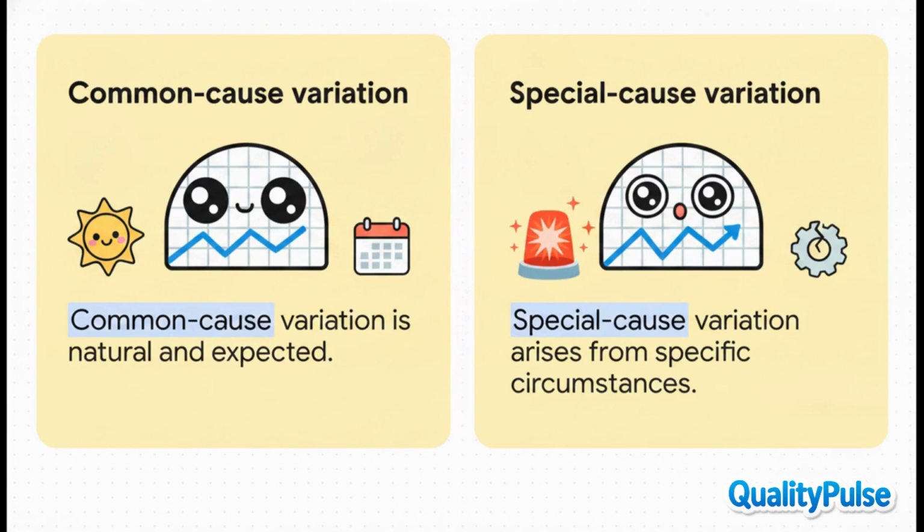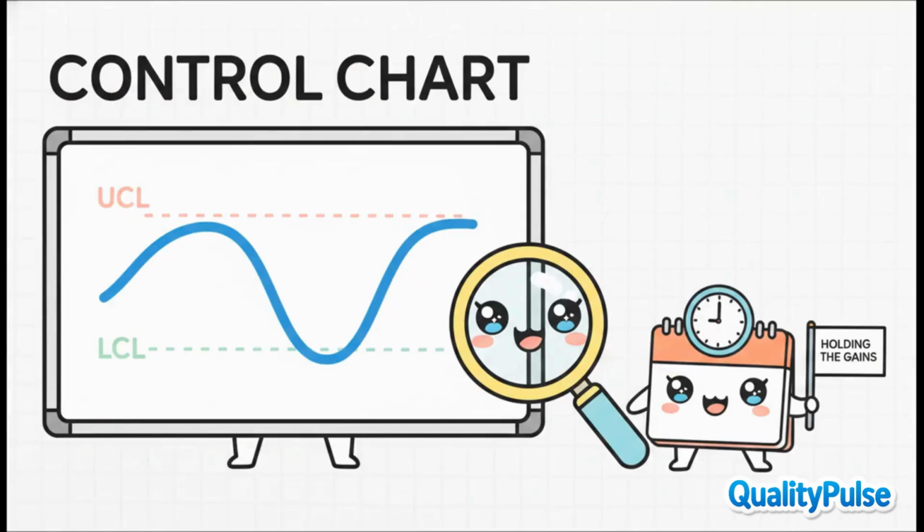But special cause variation? That's irregular. It arises from a very specific circumstance, maybe a sudden spike in infection rates, or, ideally, it's the direct result of your brilliant new quality improvement intervention. We need to know the difference so we can see if our changes are actually leading to real, sustained improvement. And we distinguish between those 2 types of variation using run charts and control charts.